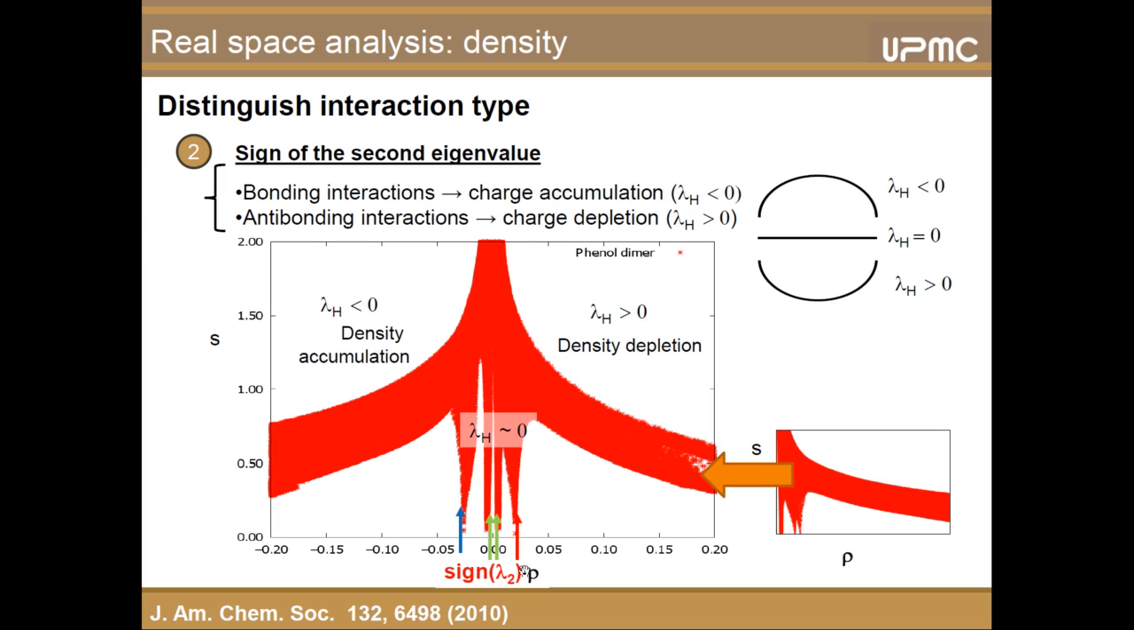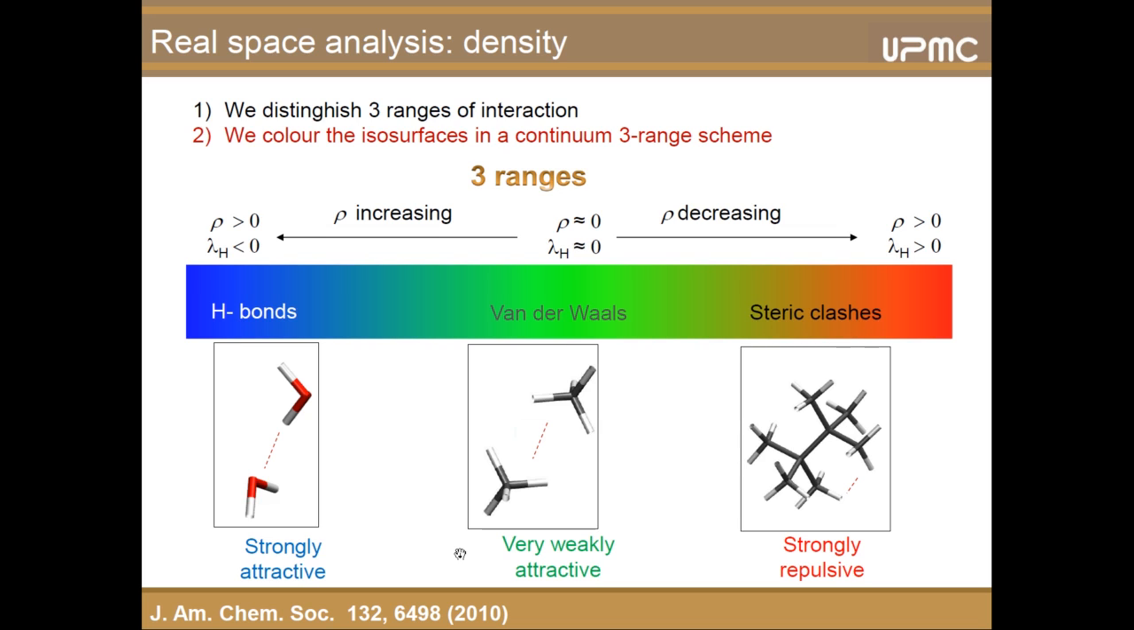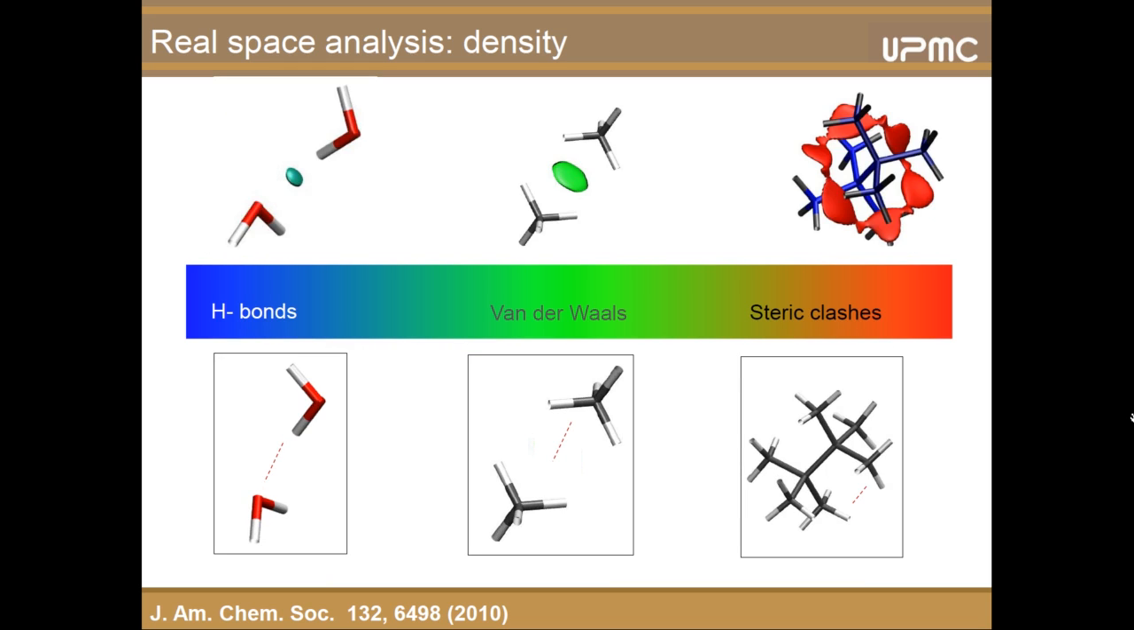We use this same quantity to color the isosurfaces I showed you before. So that's the kind of picture we get. We have a three-color code. We usually go for blue, green, and red. We use blue for strongly attractive, like hydrogen bonds, green for very weakly attractive, like van der Waals, and red for strongly repulsive, like in branched octane. And those are the pictures I showed you before. We clearly can tell the interaction that is happening in each case.